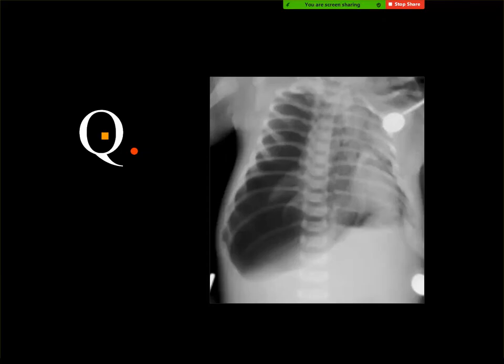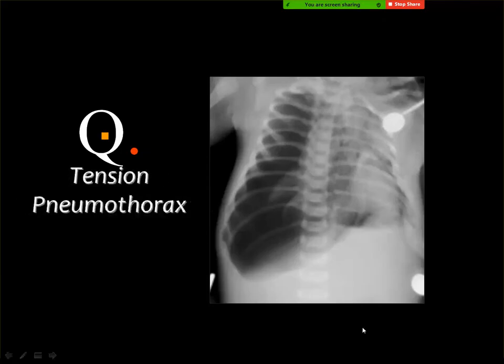Right tension pneumothorax. Very good. And this is tension pneumothorax. And tension because, number one, the mediastinum is shifted to the opposite side, and the diaphragm is markedly depressed.